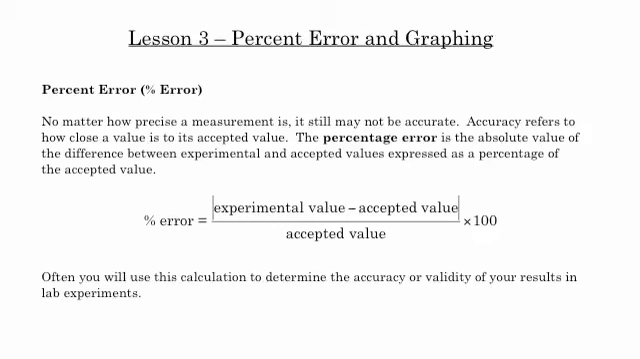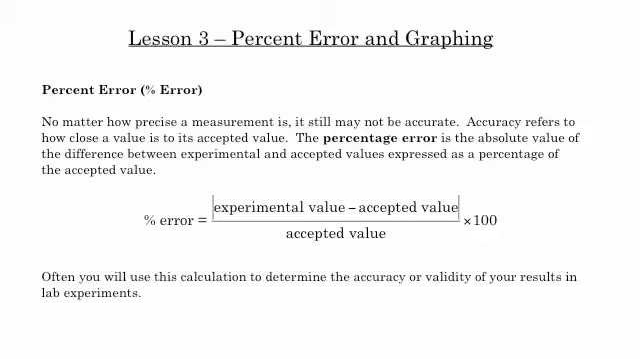Accuracy refers to how close a value is to its accepted value. And the percentage error, or the percentage difference, is the absolute value of the difference between the experimental and accepted values, expressed as a percentage of the expected value. Here's a formula that we'll often use during labs, when a student wants to express how close the value they obtained was to what is accepted in general as being the true value.